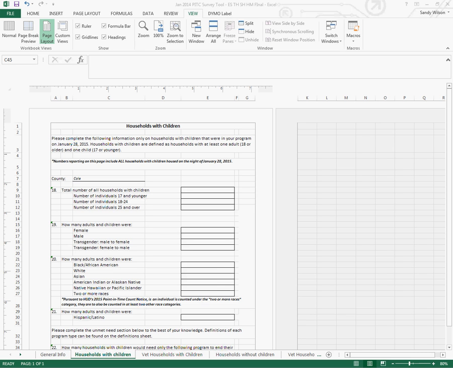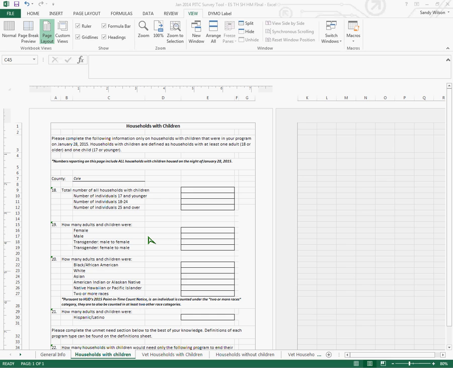So the first tab we're going to look at is households with children. Now, households with children are defined as households that have at least one adult age 18 and older and at least one child age 17 and younger. So the first thing you're going to do is look at all of the households that you housed on the night of January 28th and identify those households which meet this definition, okay?